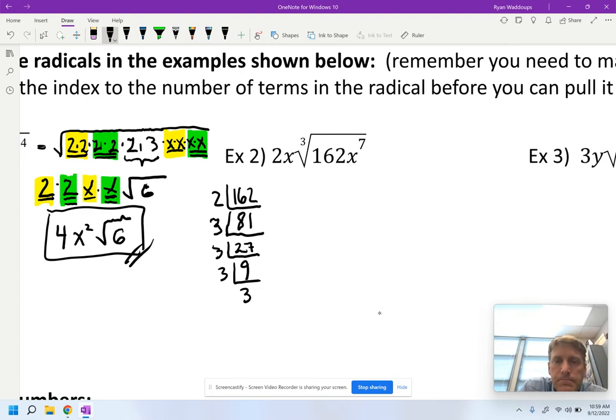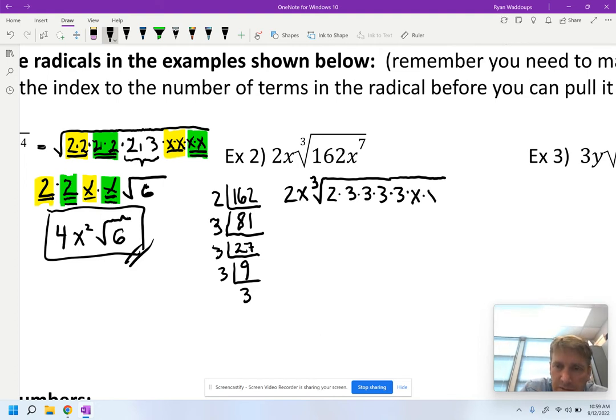And then I'm going to write this out here. So I've got 2x, and the index is 3. That's the cube root of 2 times 3 times 3 times 3 times 3 times x to the 7th, which is x times x times x times x times x times x times x. How many is that? 1, 2, 3, 4, 5, 6, one more.